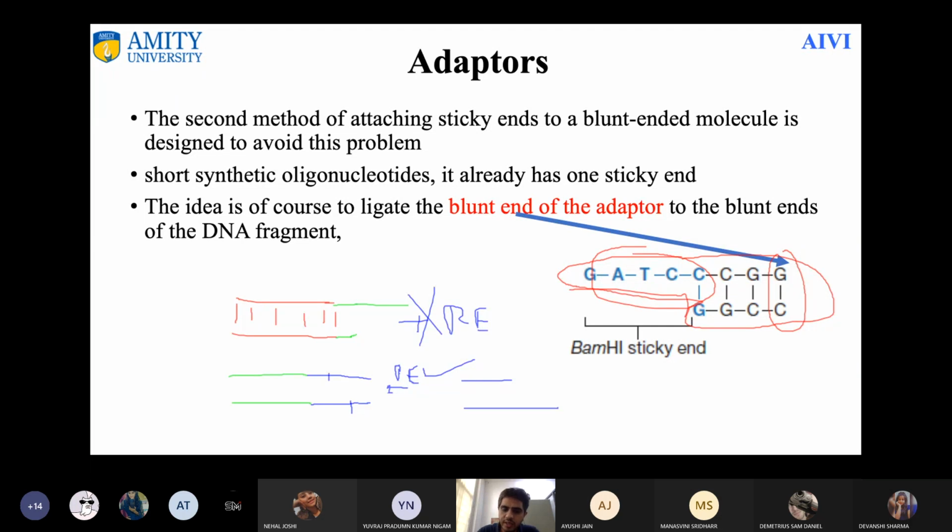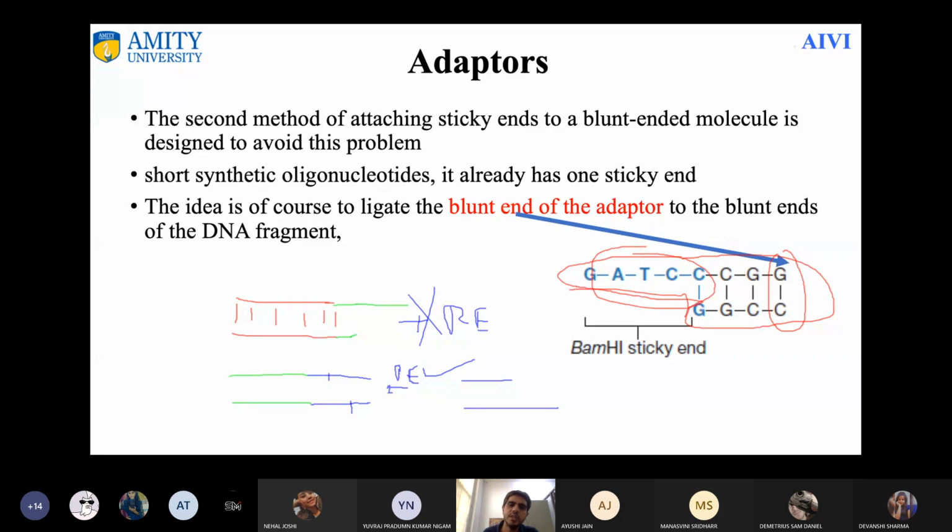But even nowadays, we don't even need these linkers and adapters. We try to do blunt end cloning. Also, the thing that I mentioned, terminal nucleotide transferase, we also try to use that. So nowadays we have multiple approaches, and these linkers and adapters are a bit of an old approach. Depending on your requirement, we use both.